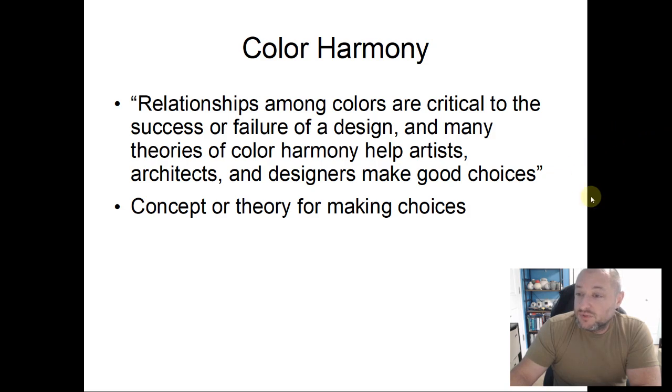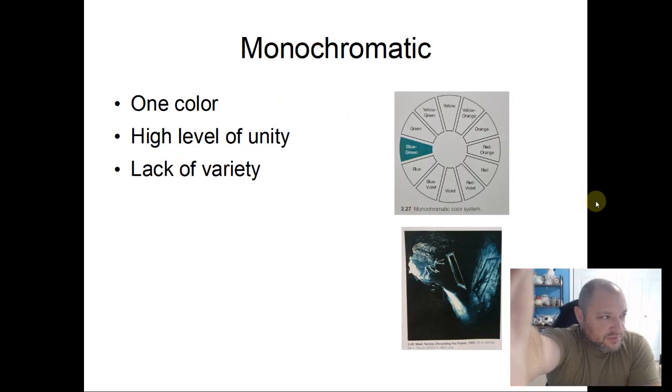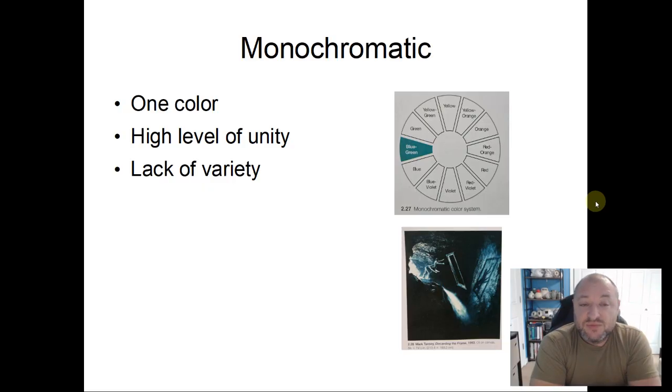All right. So, first one we're going to talk about is monochromatic. So it's going to be one color. What you get from a monochromatic color scheme is a high level of unity because you're only using that color and then a shift either with tint or tone or shade. You end up with a lack of variety when you use a monochromatic color scale, though. So there's not a lot of range of color that you can use. You're just working with that one color.